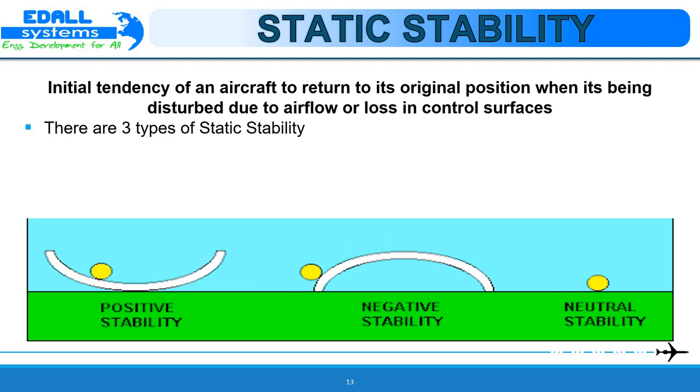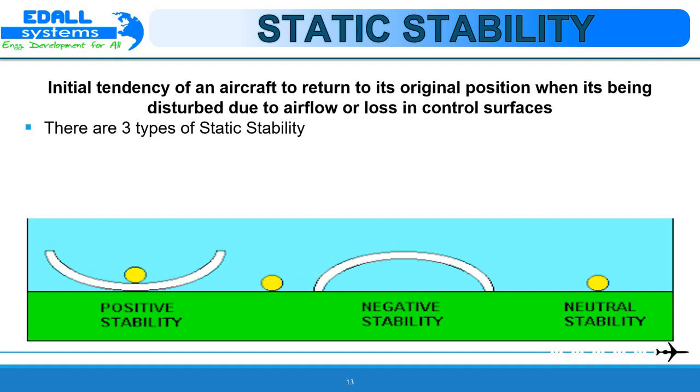The marble is stationary. It is in a state of equilibrium, which means the moment acting on the marble is zero. If the marble is now disturbed, moved to one side as shown in the first figure here, then released, it will roll back towards the bottom of the bowl, that is, towards its original equilibrium position. Such a system is statically stable.